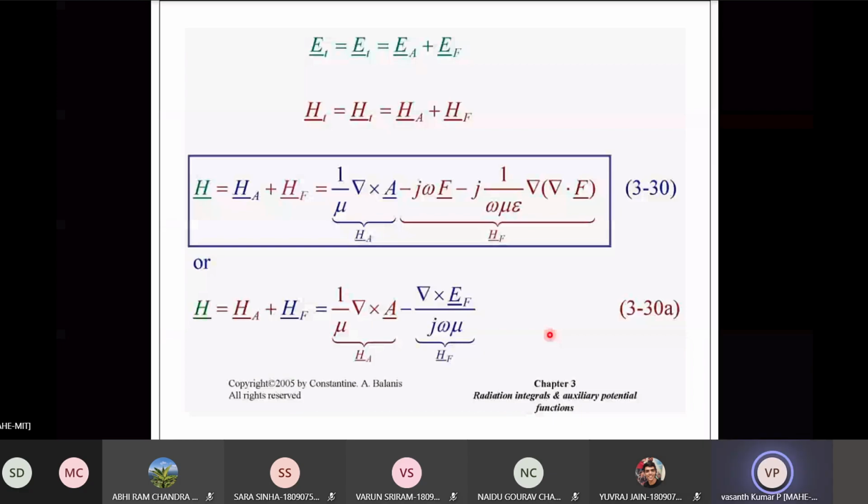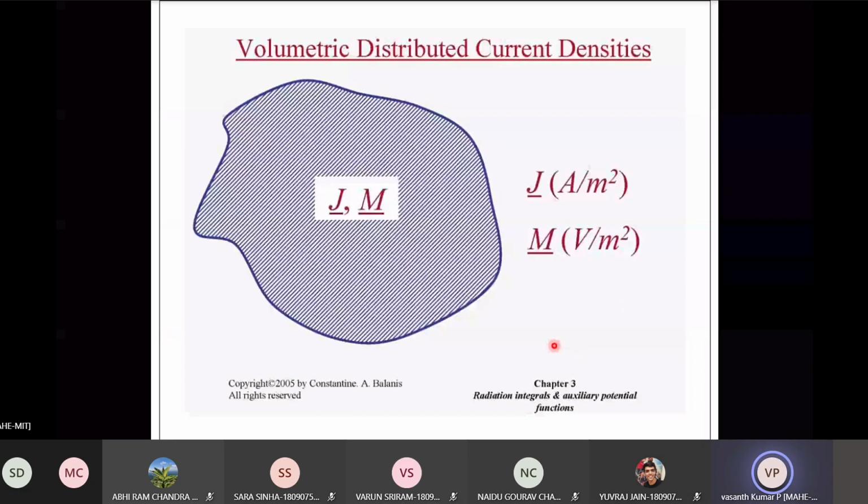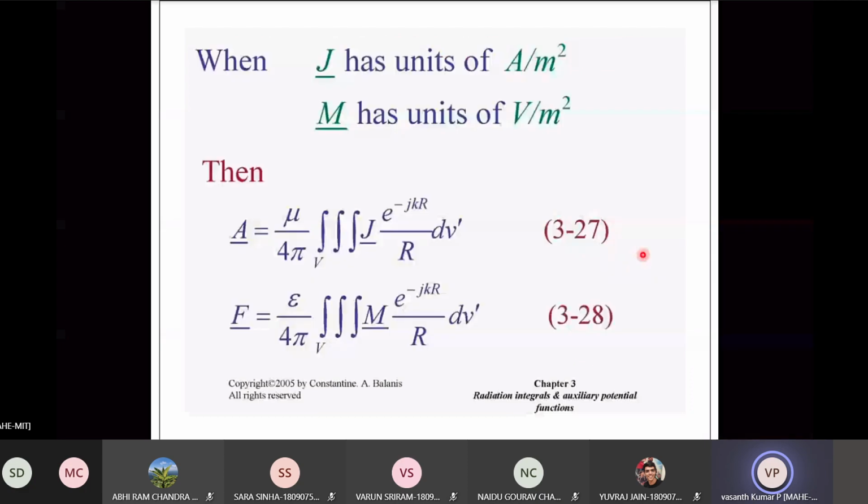So now if it is a volumic distributed current density, distributed over a volume, J is equal to amperes per meter square and M is equal to volts per meter square. Now there can be other distributions like surface currents. So if the volume distribution, then we have this equation where J is amperes per meter square and M is volts per meter square.